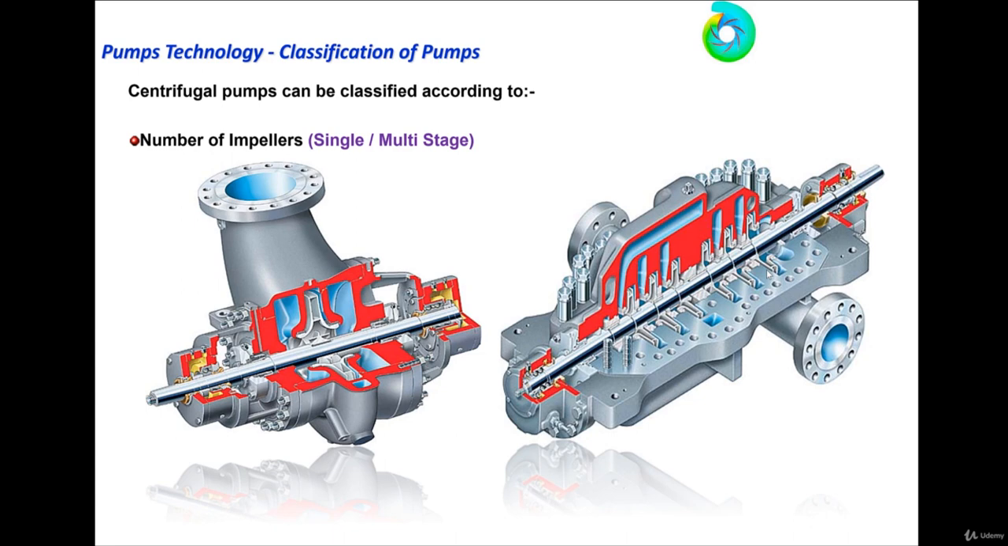Okay, usually the single stage impeller comes in an overhang pump or between bearing, but the multi-stage pump comes for sure in the between bearing type.